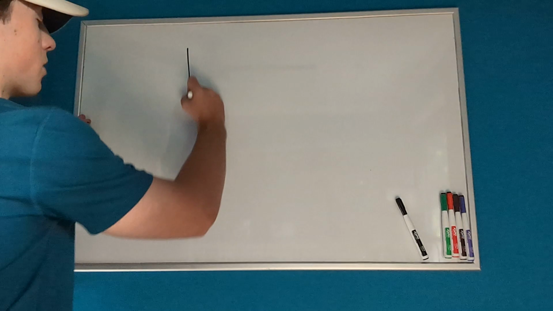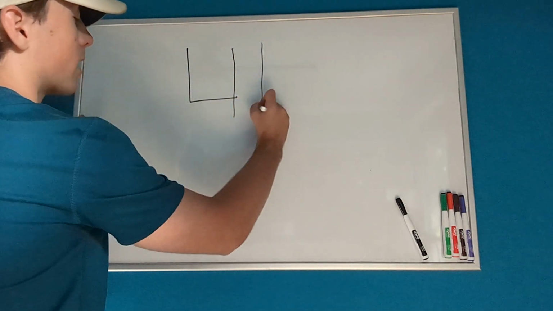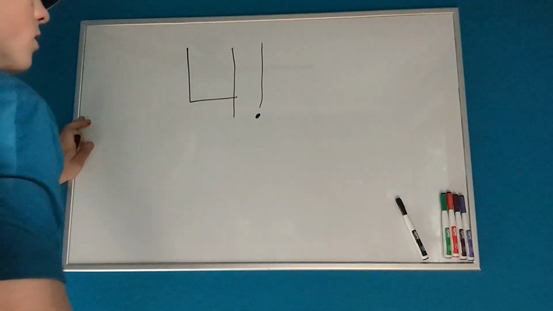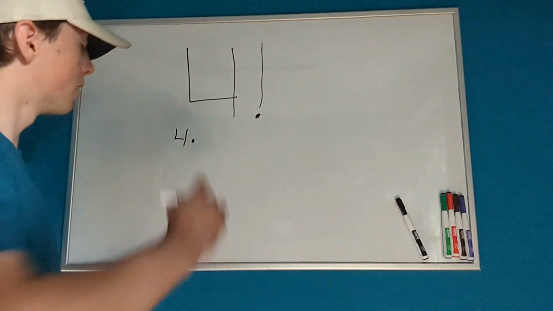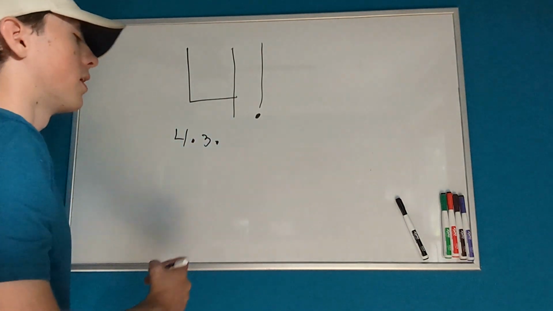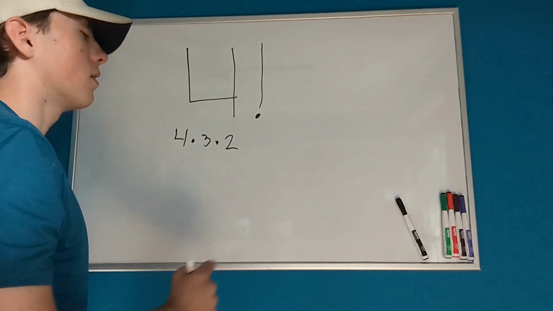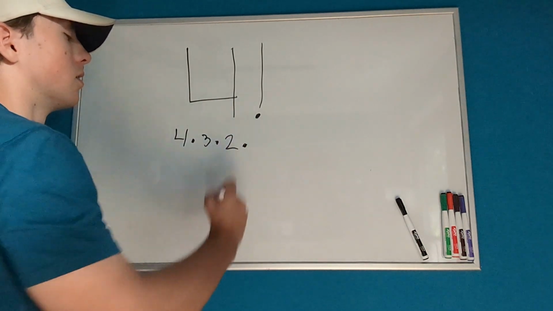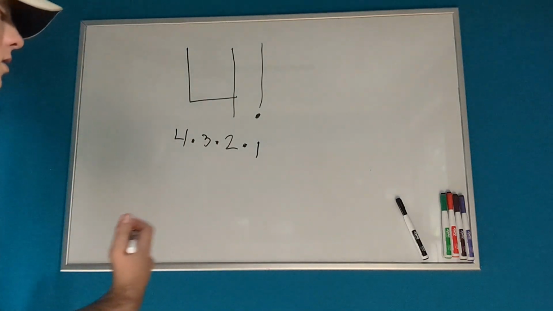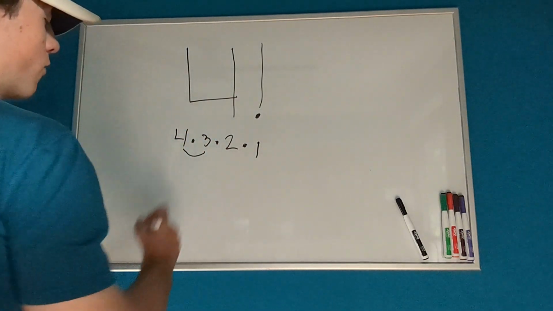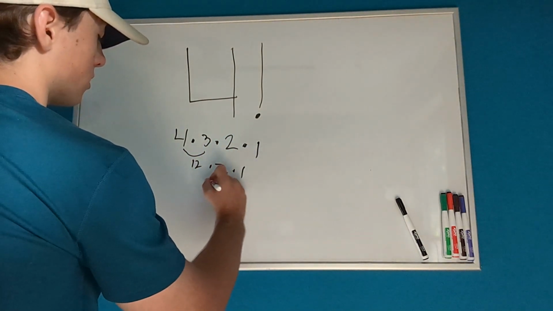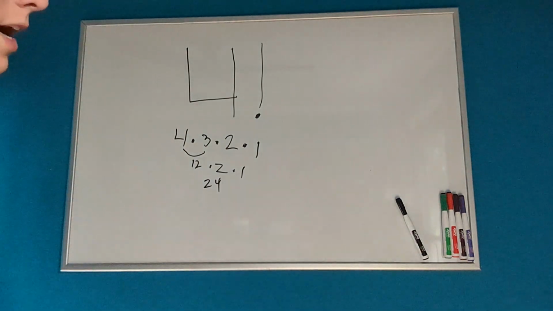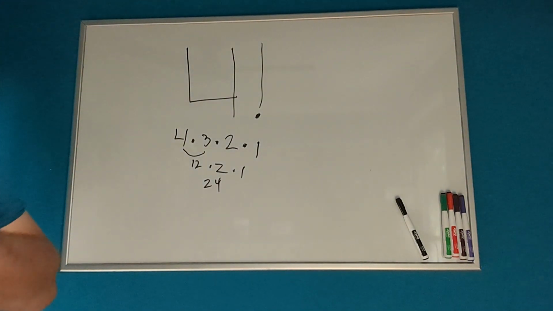So let's pick a low number. Let's pick 4. Say we have 4 factorial. What does that mean? Well, we take 4. Then we multiply it. Well, what's 4 minus 1? 3. What's 4 minus 2? 2. What's 4 minus 3? You get 1. So you do 4 times 3 is 12, times 2 times 1 is 24. So 4 factorial is 24.